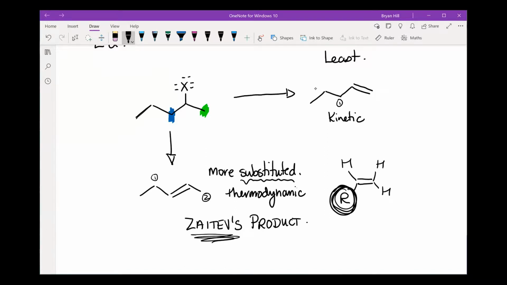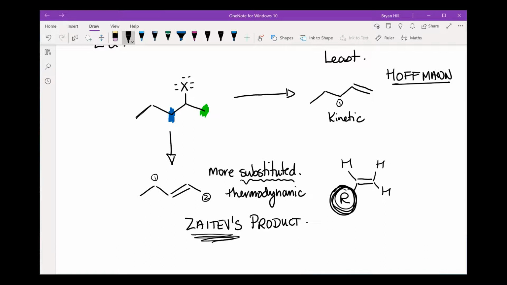And then another chemist developed a way to make the kinetic product using different conditions, and that was Hofmann. So sometimes the least substituted product is called Hofmann. I think there's two N's there. And the more substituted product is called Zaitsev's. So if you ever hear that terminology, that's what this means.